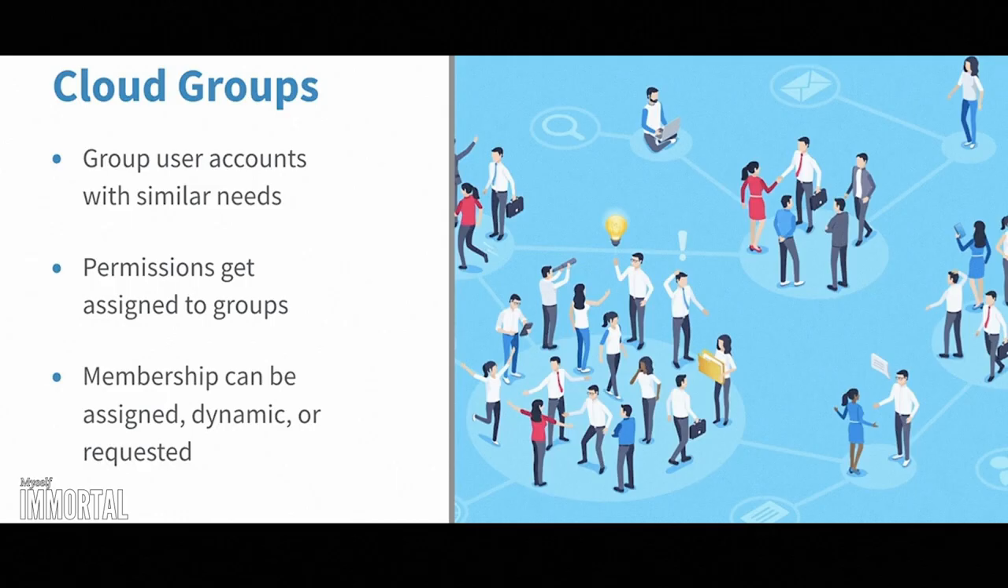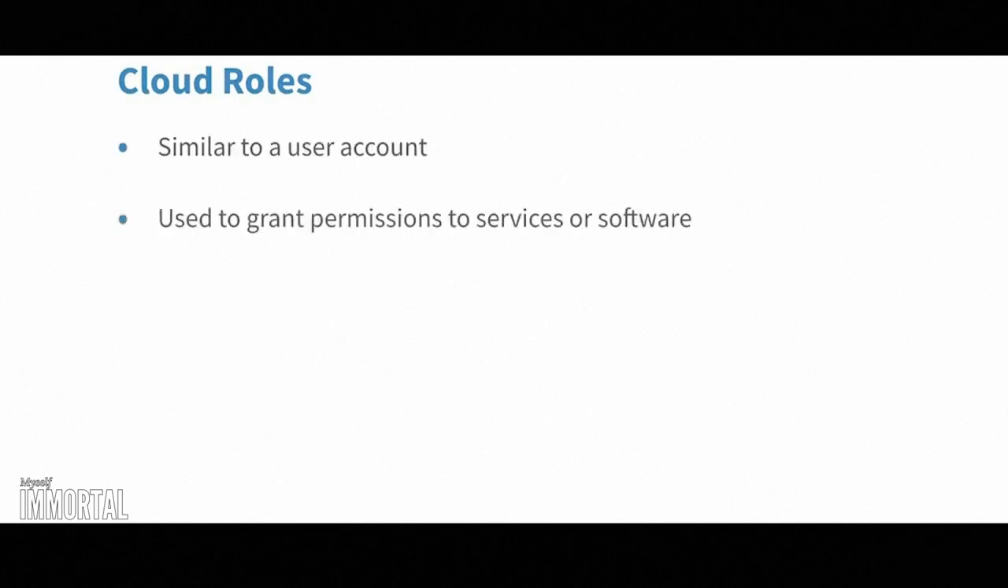Another aspect of cloud identity management are cloud roles. Now, cloud roles are similar to a user account, but the idea is that we use the role to grant permissions to services or software. For example, in the past, you might have been used to creating a dummy user account and then associating that with a software program, maybe because it needs access to the file system on a server. Well, instead of creating dummy user accounts, you can create roles and assign permissions to the roles, and the software would use that role. In Amazon Web Services or AWS, that's called an IAM role.